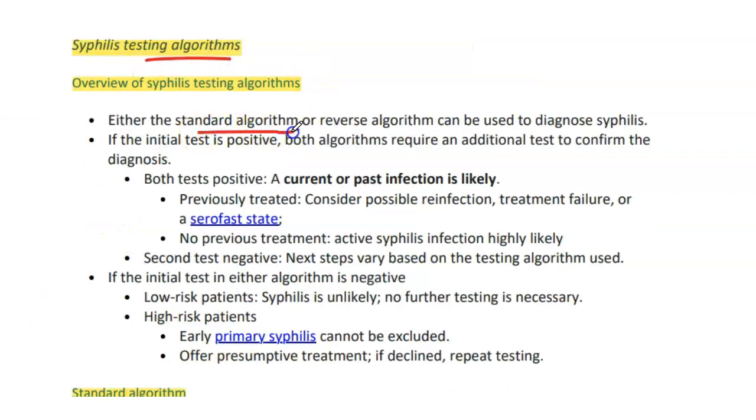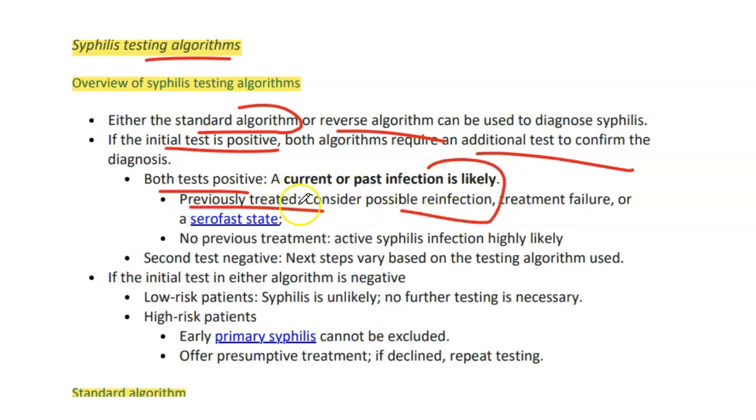Algorithm: either the standard algorithm, in which we first do the non-treponemal test and then the treponemal test, or the reverse algorithm can be used. If the initial test is positive, both require an additional test to confirm the diagnosis. If both tests are positive, current or past infection is likely. If the patient was previously treated, consider reinfection. And if the patient had not taken treatment previously, it most probably is an active infection.